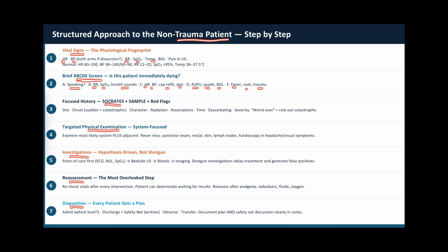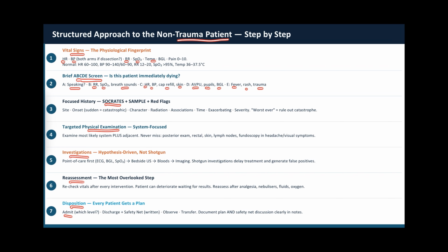Next step is the disposition. Finally, every patient needs a plan. By the end of your assessment, you should know whether the patient requires admission, and if yes, at which level, or observation, or transfer to a higher center, or is safe for discharge. And if you are discharging a patient, remember that discharge isn't simply sending them home, it's ensuring they understand the diagnosis, the treatment plan, the warning signs to watch for, and when to return to the emergency department. Good safety netting is as important as making the correct diagnosis.